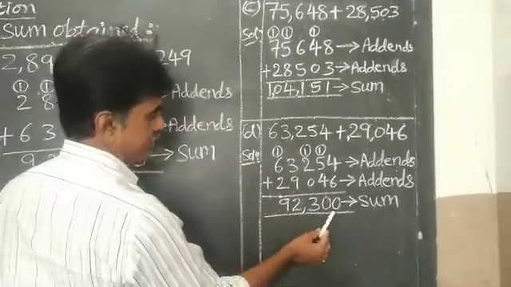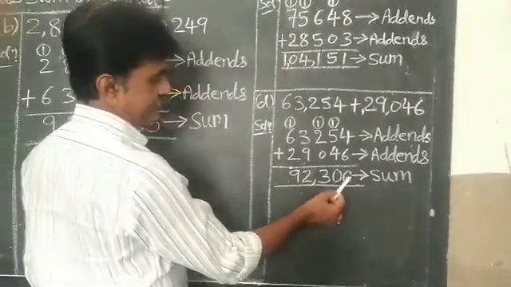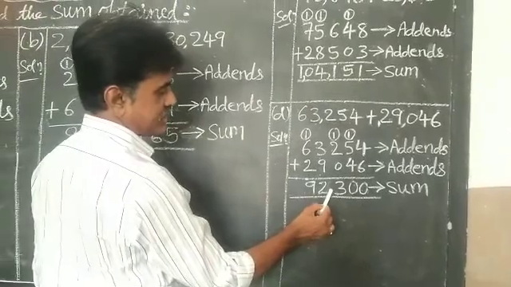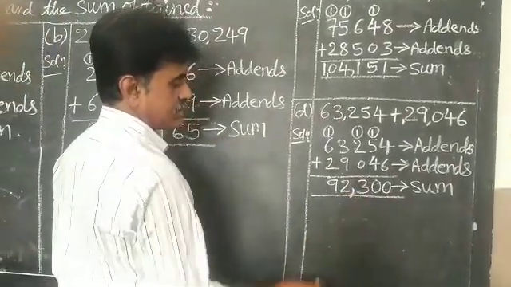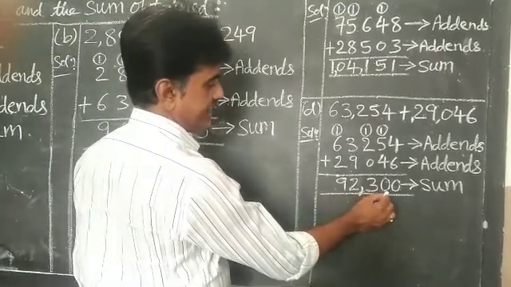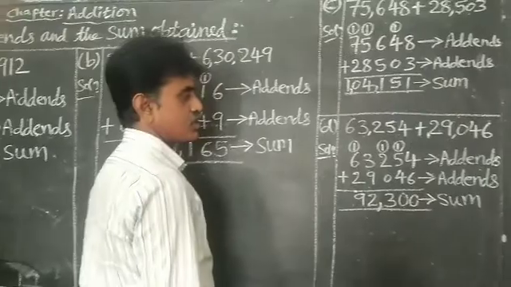Put a comma here. How to put the comma? First leave 3 digits from the extreme right side: 1, 2, 3. Leave 3 digits and put a comma. This is 92,300. This is called the sum. Understood? This is how you have to do it.